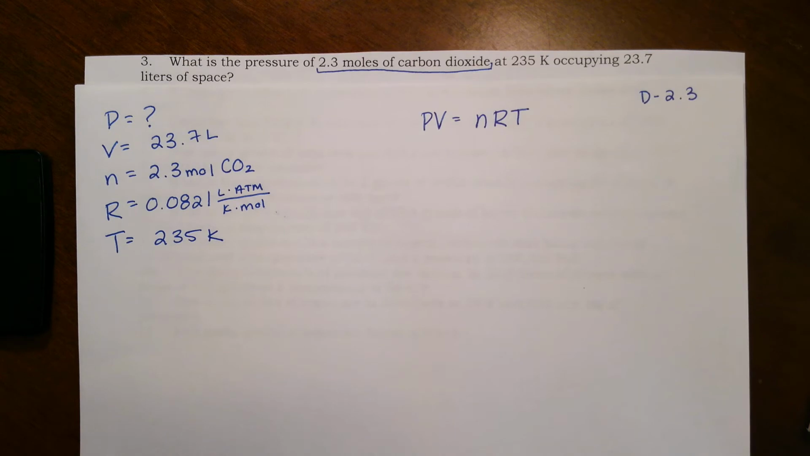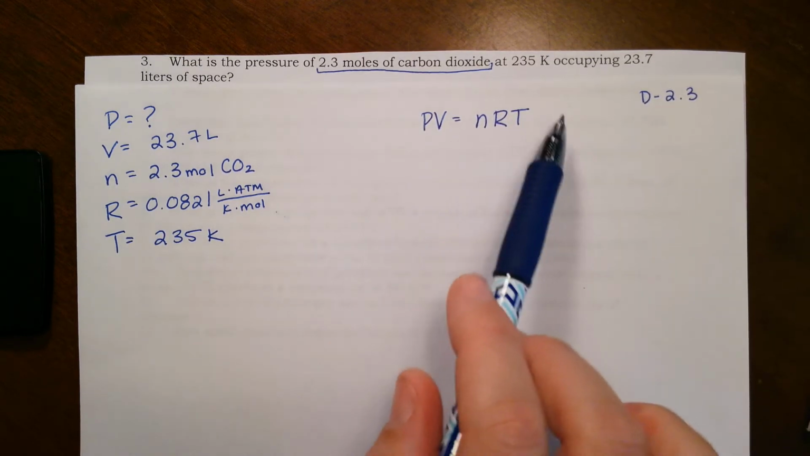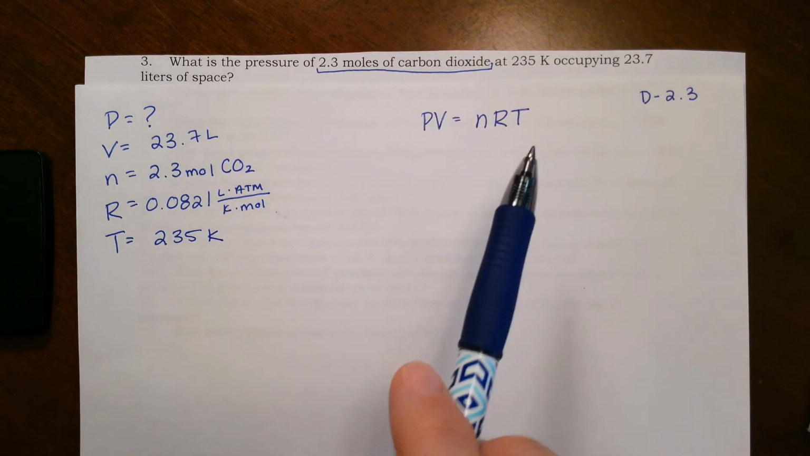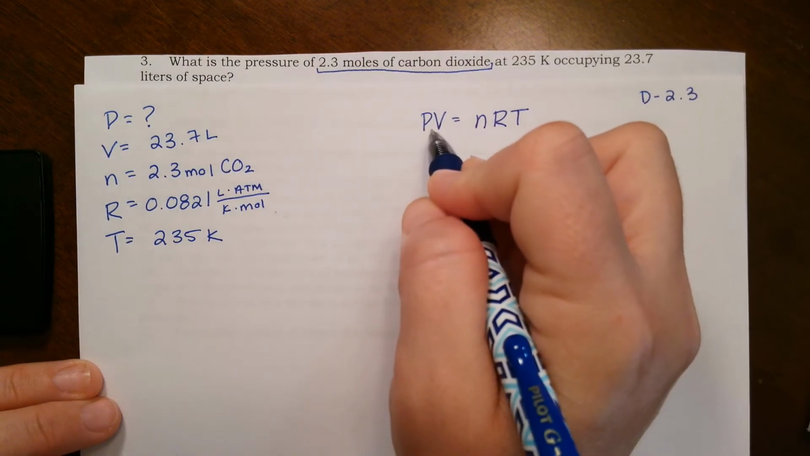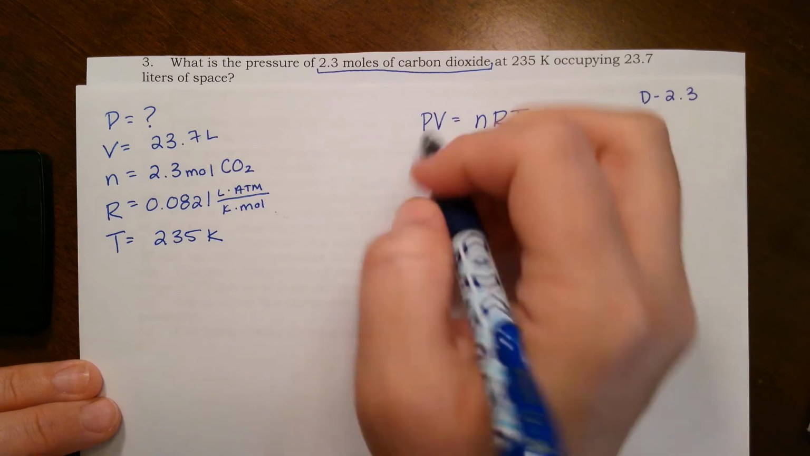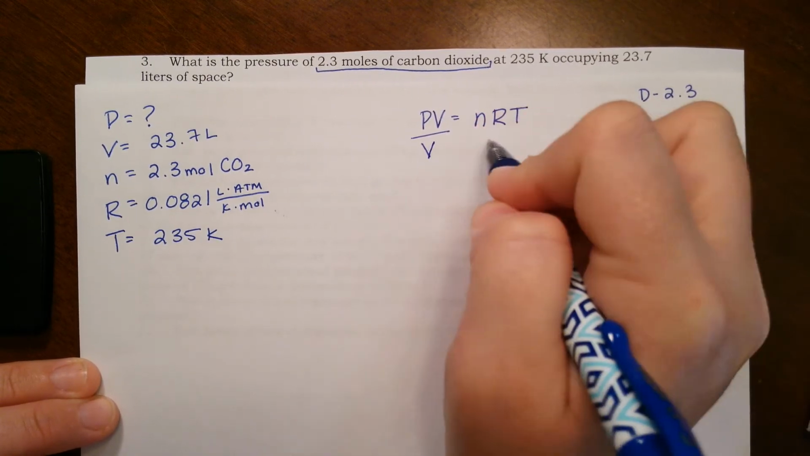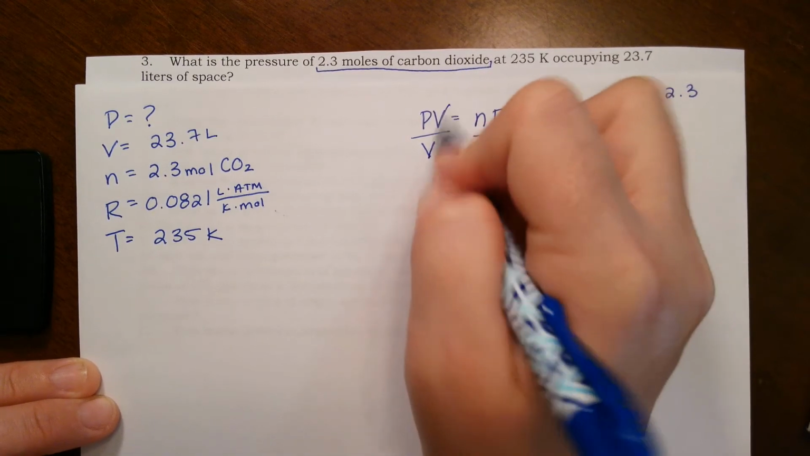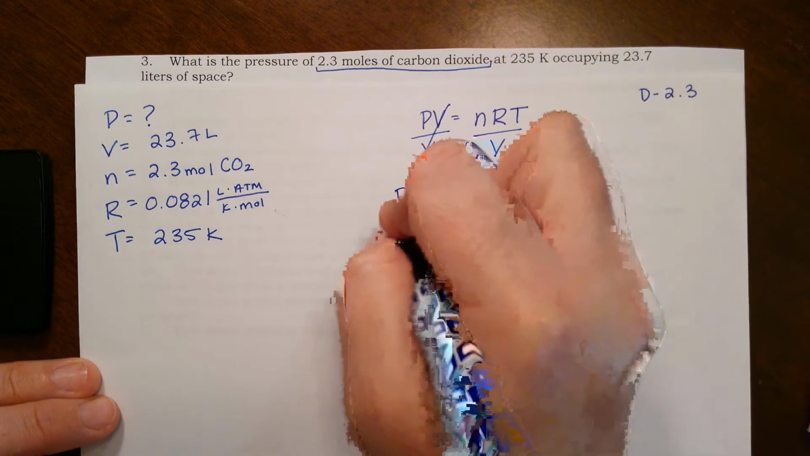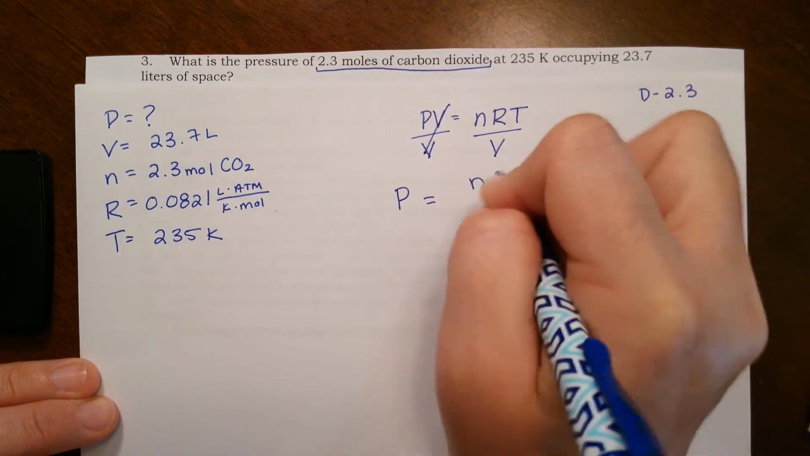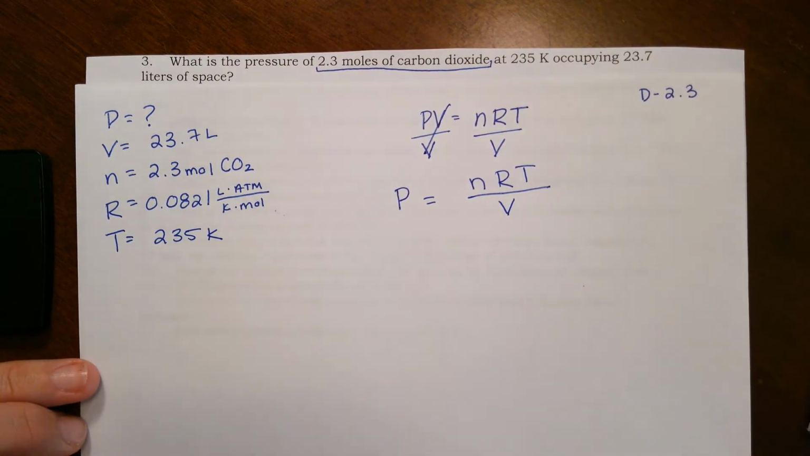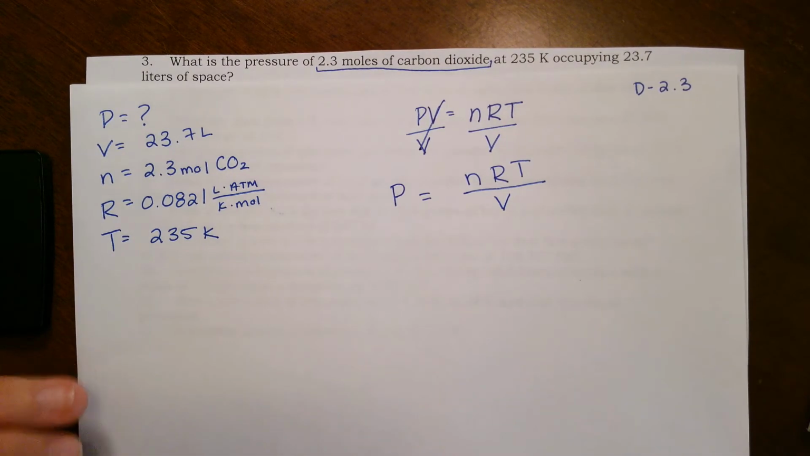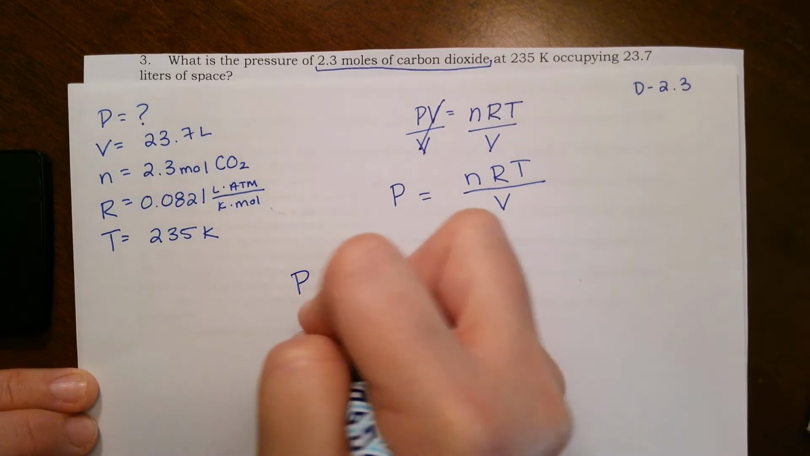What I like to do first is go ahead and manipulate that equation from the start so that you can get pressure by itself. So right now we see P multiplied by V. Do the equal and opposite, so divide both sides of this equation by V to get P by itself. Let's go ahead and rewrite it. Now that P, or pressure, is by itself, we're going to go ahead and plug it all in and solve.